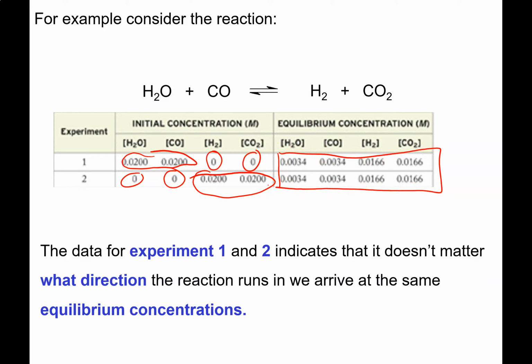And what do we see? Both experiments arrive at the same place, at the same equilibrium position, even though we started with radically different concentrations of reactants and products. What it's saying here is it doesn't matter whether we start with 100% products and let it come to equilibrium, or whether we start with 100% reactants and let it come to equilibrium. It always arrives at the same place.